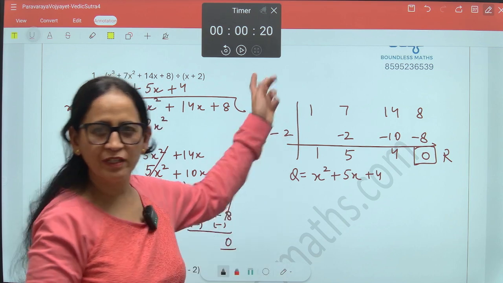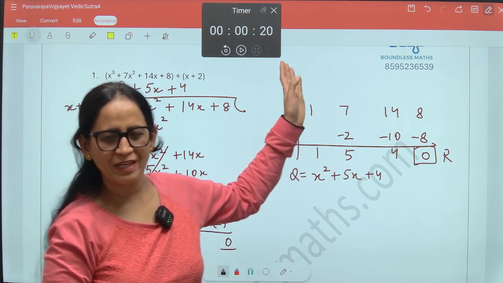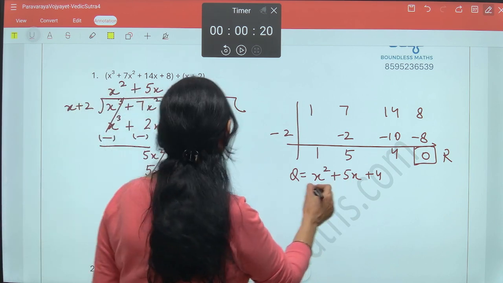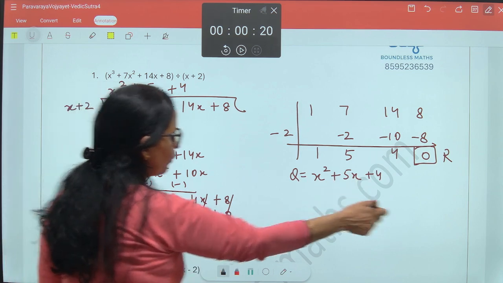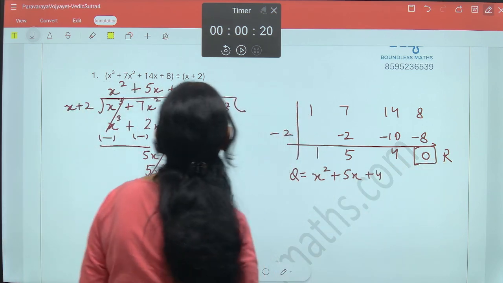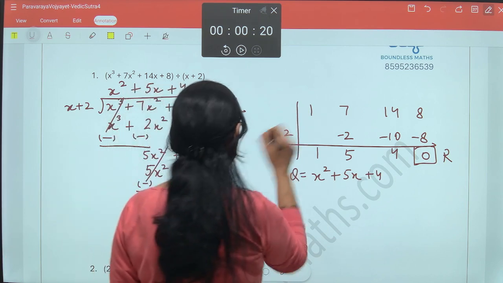Done in 20 seconds. Yes, so it is almost 3 times faster. So the quotient is the same, x square plus 5x plus 4 and the remainder is 0. Now how we do it, how I did this in 20 seconds, let's have a look at it.